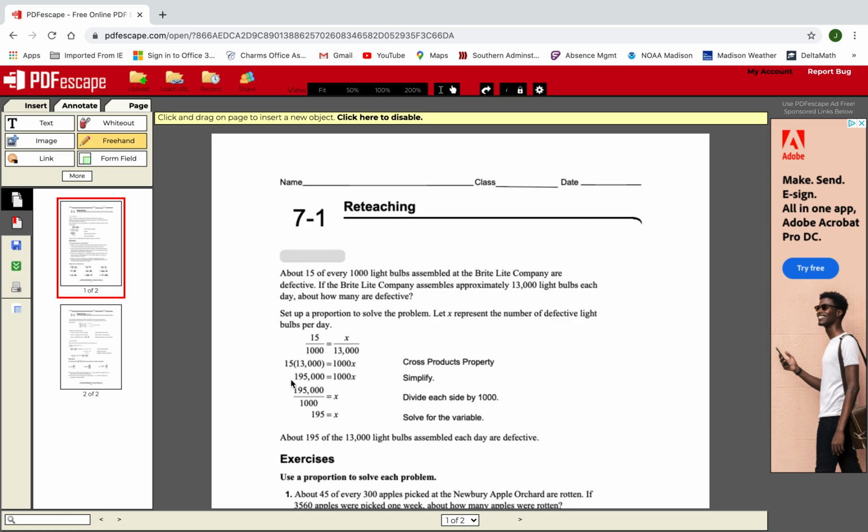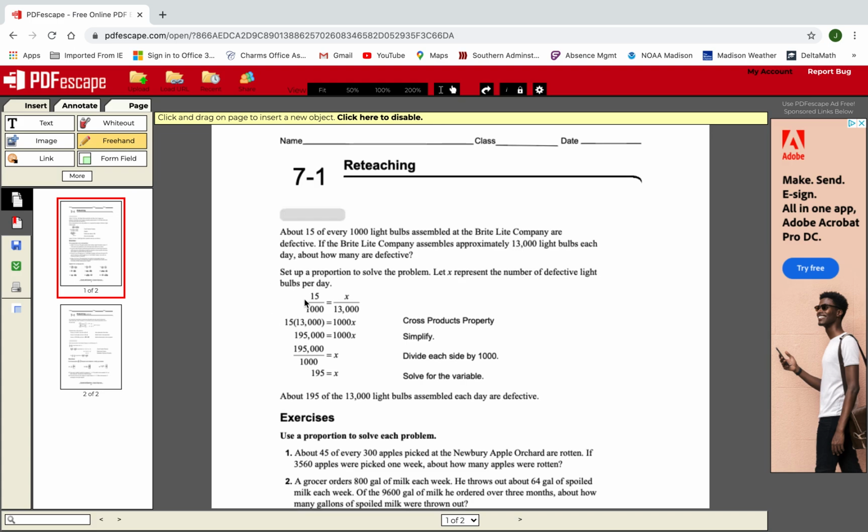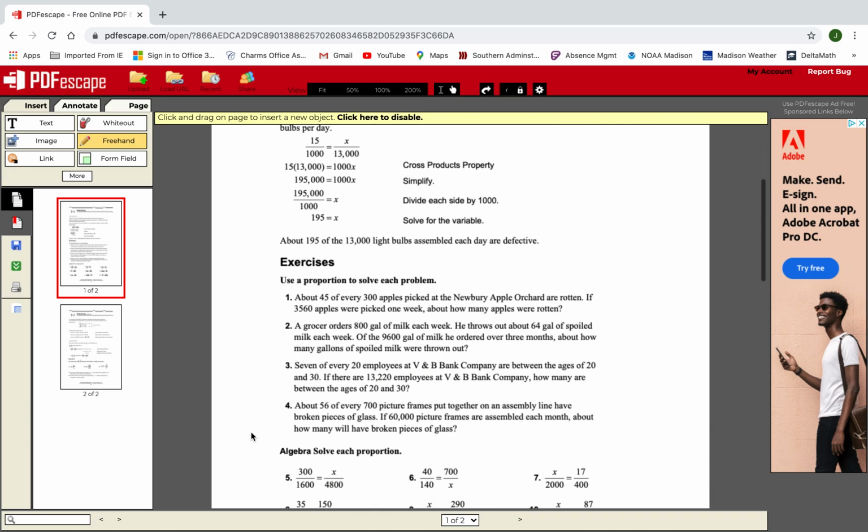7.1 reteaching is about cross products and solving proportions. First example says about 15 of every 1,000 light bulbs assembled at the Bright Light Company are defective. If the Bright Light Company assembles approximately 13,000 light bulbs each day, how many are defective? So they set up a proportion to solve. 15 out of every 1,000 are defective. If they make 13,000, then they want to know how many defective light bulbs per day, so they simply cross multiplied and solve. So we're going to do the same thing for these exercises down here.